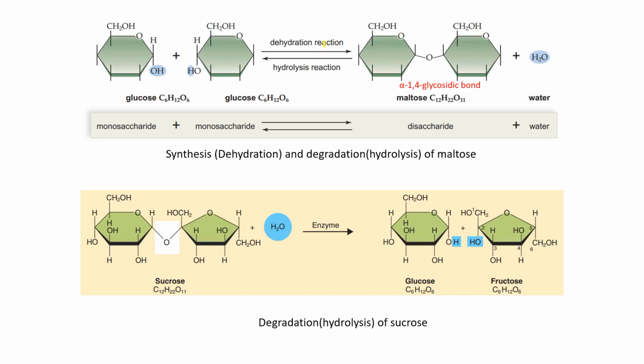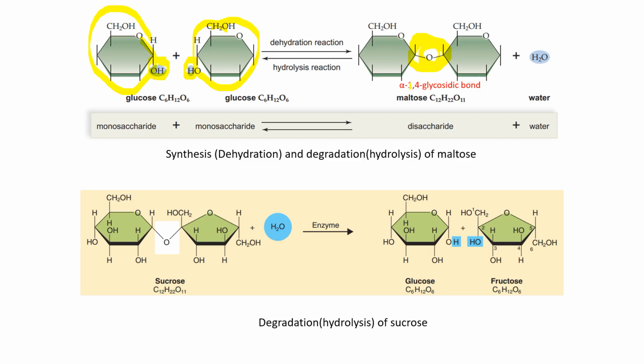Now this is the dehydration and degradation of maltose. Maltose is formed when you have two glucose molecules. You can see how the OH from the first monosaccharide and the hydrogen from the second monosaccharide are removed as water, and they form this alpha 1,4 glycosidic bond. Why alpha 1,4? This part of the name tells you it is a glycosidic bond.